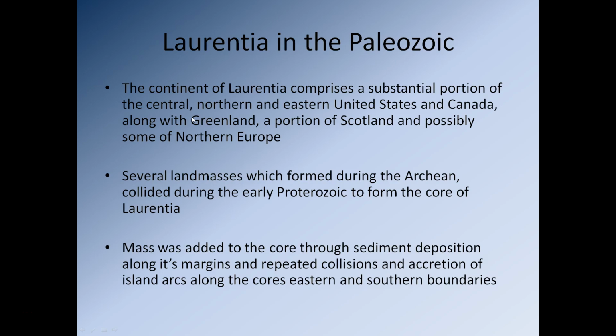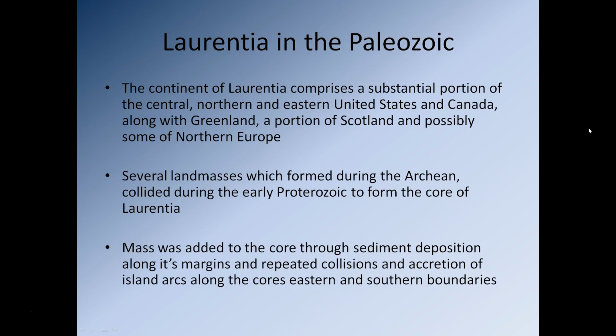So the continent of Laurentia comprises a substantial portion of the central, northern and eastern United States and Canada. So Laurentia essentially equates to what is now modern-day North America. Included in Laurentia we also have Greenland, a portion of Scotland and possibly some parts of northern Europe. So essentially Laurentia is both North America plus a few extra things added on.